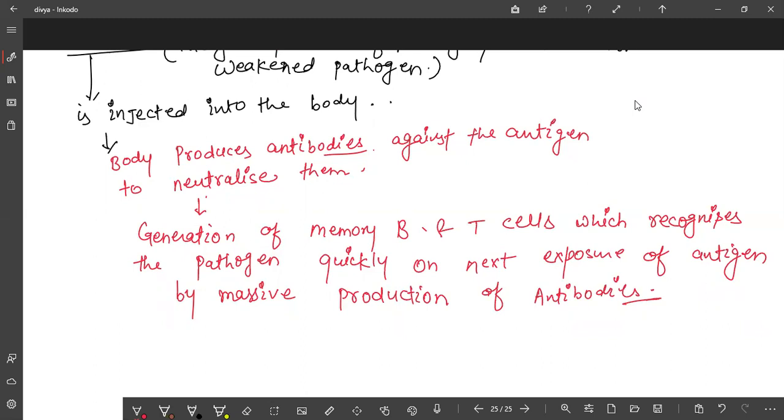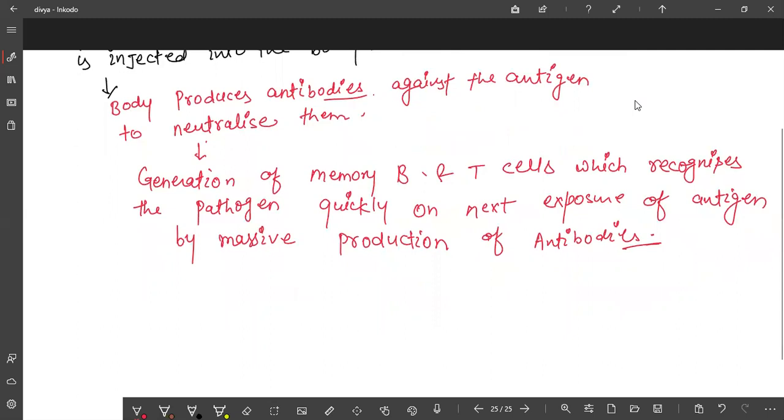And Edward Jenner used the vaccine for the first time. Okay, so this is the vaccination or immunization program. So many vaccines are available in the market: the Hepatitis B vaccine, and for tuberculosis the BCG vaccine. So many vaccines are there.